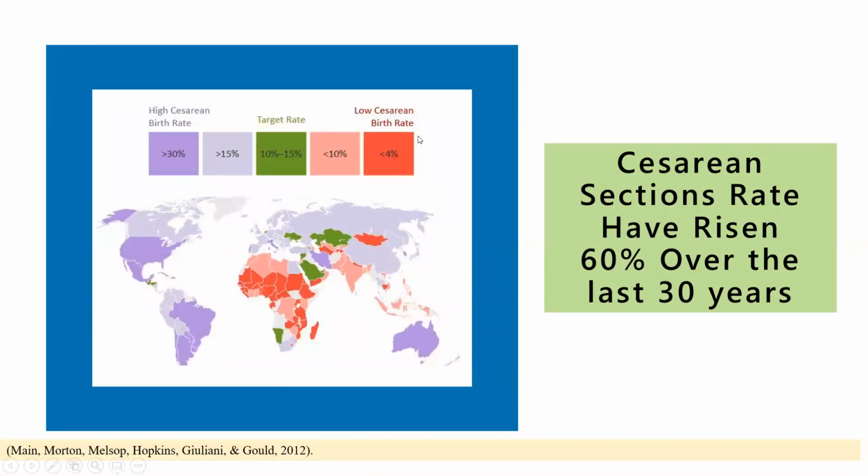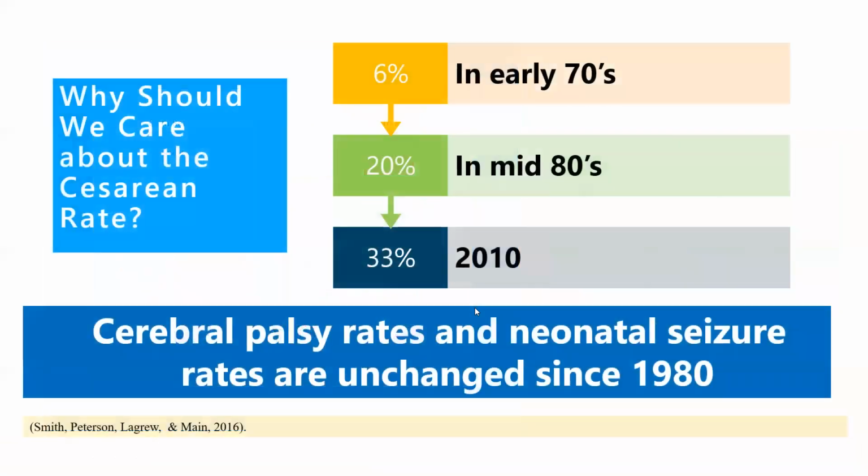Cesarean sections have definitely been on the rise over the last 30 years. In fact, they've risen over 60%, interestingly enough. And when we think about the increase in cesarean sections, we think, well, it's probably because we want to improve our outcomes for our moms and babies.